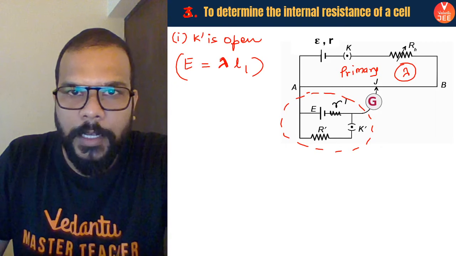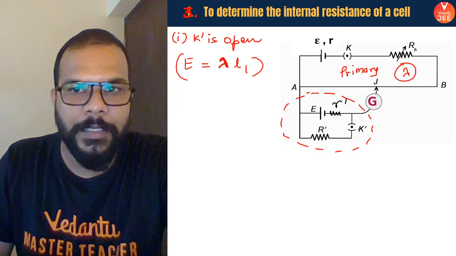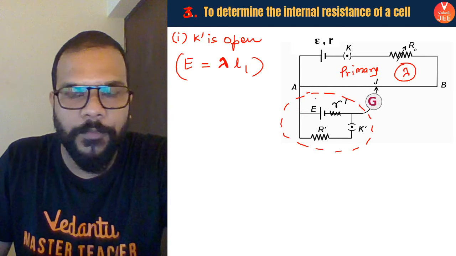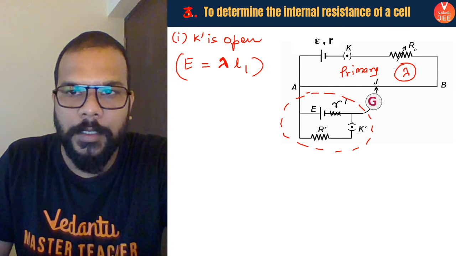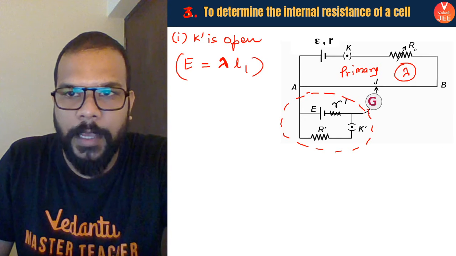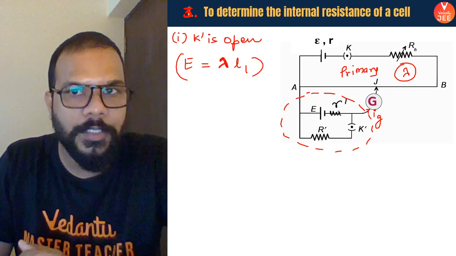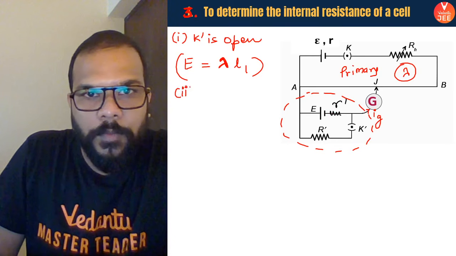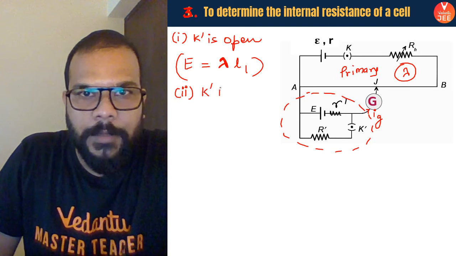So here, when we have kept K dash open, only this part is behaving as your secondary circuit. So E and R dash are connected, but because this key is open, there is no current Ig flowing in the galvanometer, so no current is flowing through R dash as well, and R dash is the value that we are actually interested in. Okay, so now what you are going to do, you are going to basically close this key.